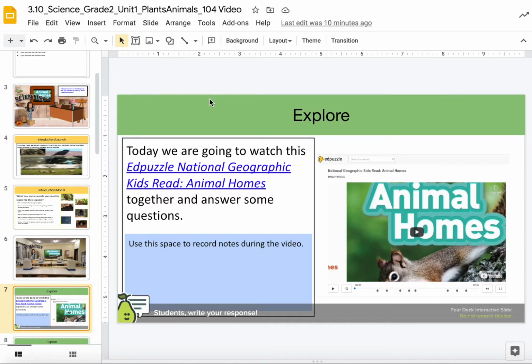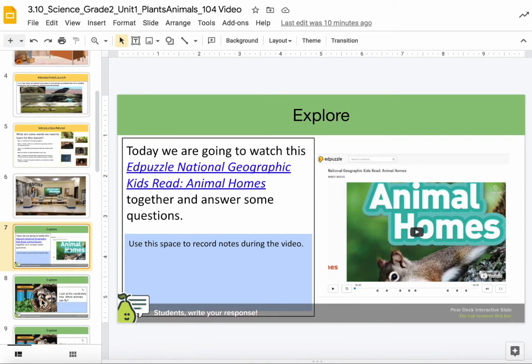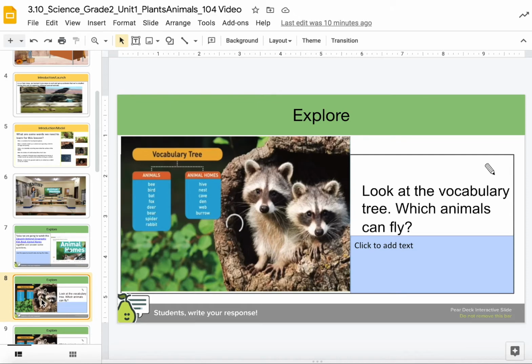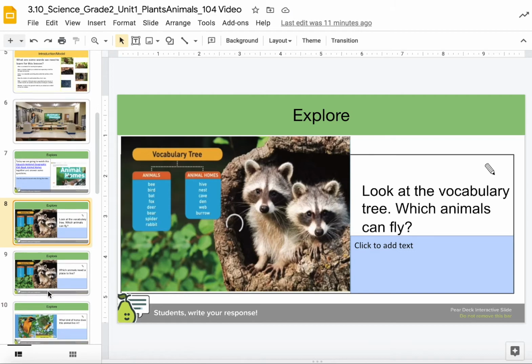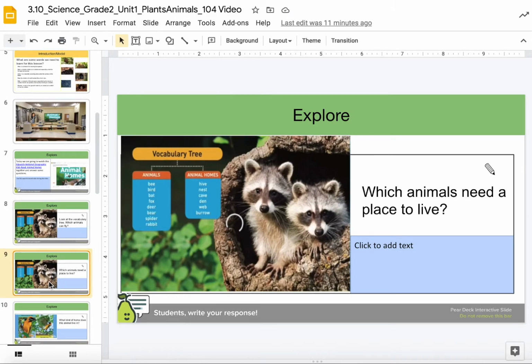Okay, Science Explorers, we're going to explore some questions about animal homes. So, looking at the vocabulary tree, we know that the animals are bee, bird, bat, fox, deer, bear, spider, and rabbit. And the animal homes are hive, nest, cave, den, web, and burrow. Which animals can fly? Think, think, think, Science Explorers. Write your response. Which animals need a place to live? Think, think, think, Science Explorers. Write your response.